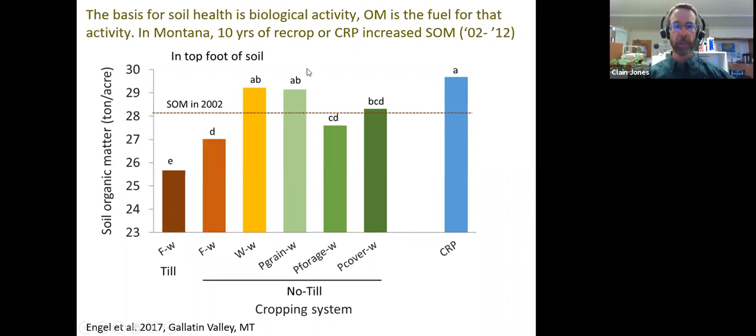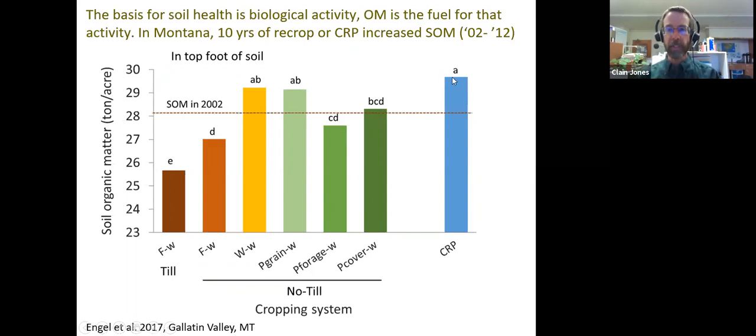How we increase soil organic matter was in recrop systems. So this is a wheat on wheat, continuous wheat system, and a pea grown for grain followed by wheat system. Both of those increase soil organic matter compared to the baseline. Moving over to the right, the pea forage wheat system about maintained organic matter, and a pea cover crop wheat system also maintained soil organic matter.